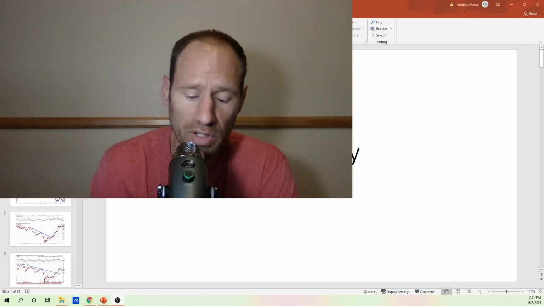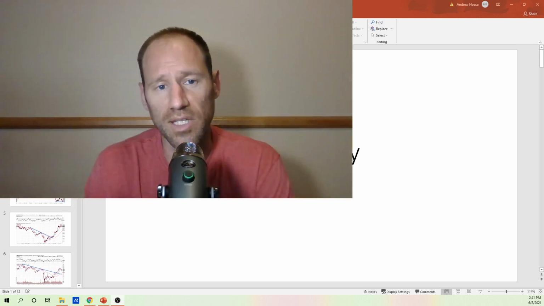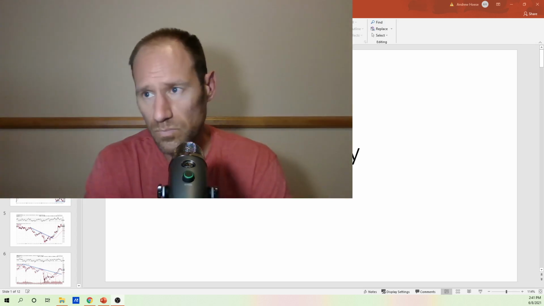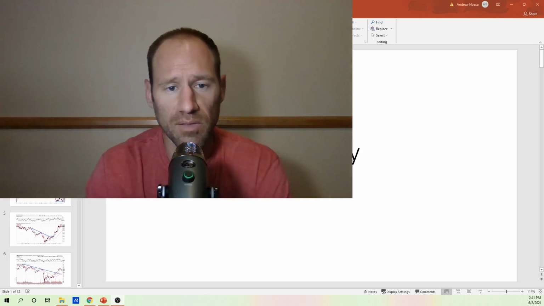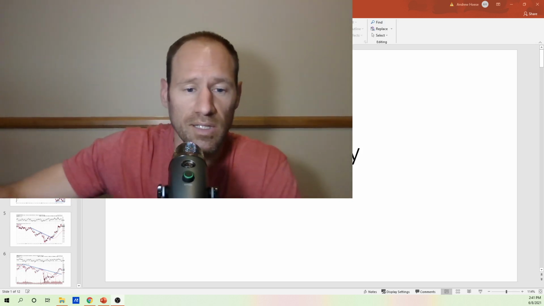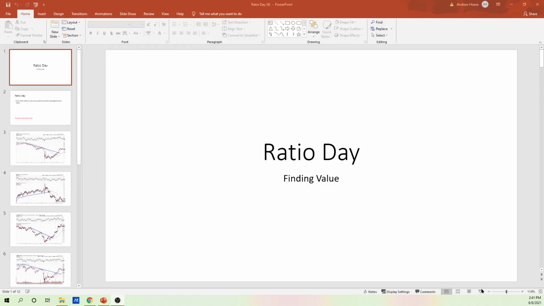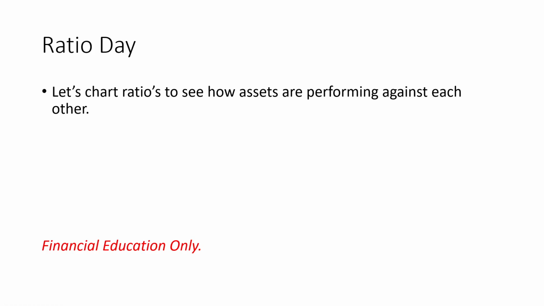So I'm going to go over the 10-year yield because that affects the overall environment. We're going to look at the dollar, and then we're going to look at a lot of the ratios that we are in. So let's hit it up. Call this ratio day. Again, let's chart ratios to see how assets are performing against each other. And again, this is financial education only.